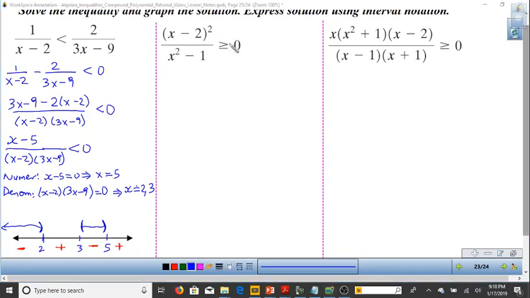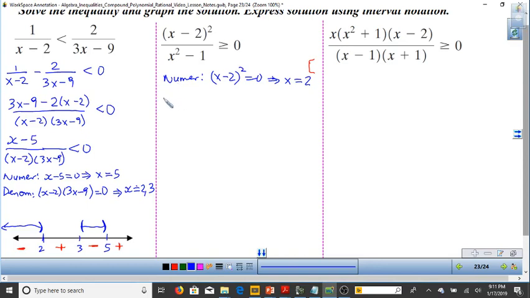Continuing, this one is already in the form that we want, so we can just get our markers together. For our numerator markers, we're talking about x minus 2 squared equal to 0, which means x is equal to 2, and that marker will be a bracket. And the reason is that's a greater than or equal to.